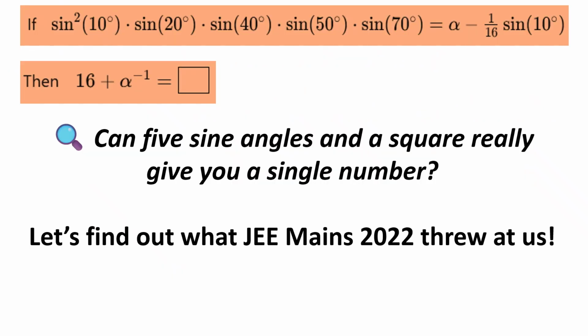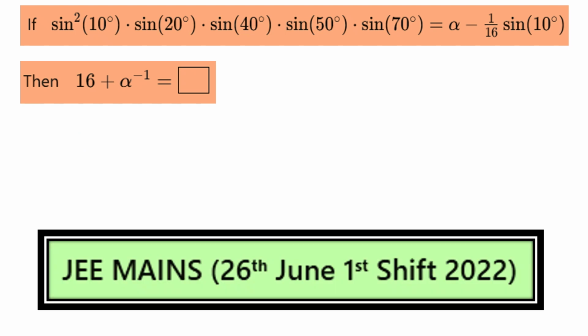Can 5 sine angles and a square really give you a single number? Let us find out what JEE Mains 2022 threw at us. If sine square 10 into sine 20 into sine 40 into sine 50 into sine 70 is equal to alpha minus 1 by 16 into sine 10 degrees, we are supposed to find the value of 16 plus alpha inverse. This is a numerical value type question from JEE Mains 2022.